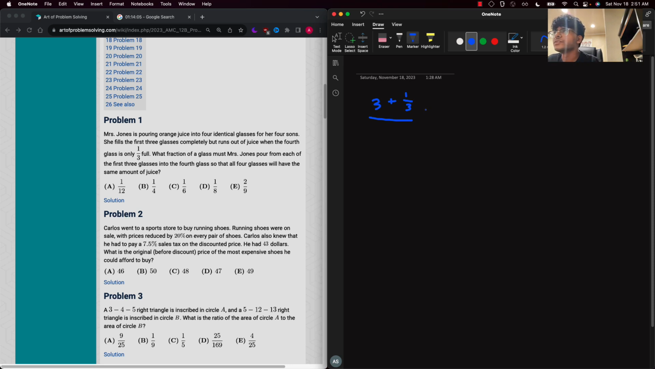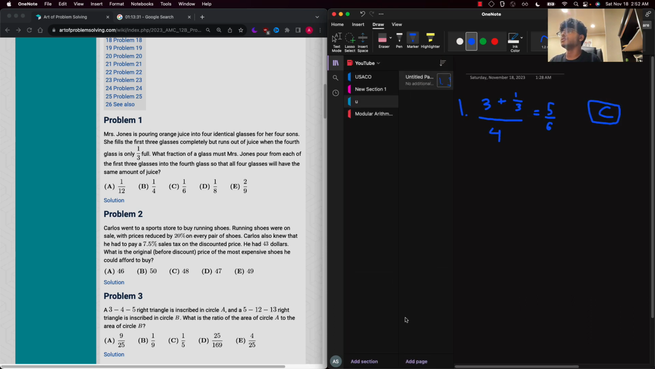3 plus 1/3. And we have to divide this by 4 because we want it to be equal. So 3 plus 1/3 is 10/3, over 4 is 10/12. 10/12 is 5/6. And then we do 1 minus 5/6 to get the amount that we have to pour out of 1 glass to get 5/6 of a glass. So we have 1/6, which is D. Or I mean not D, C. 1/6 is C.